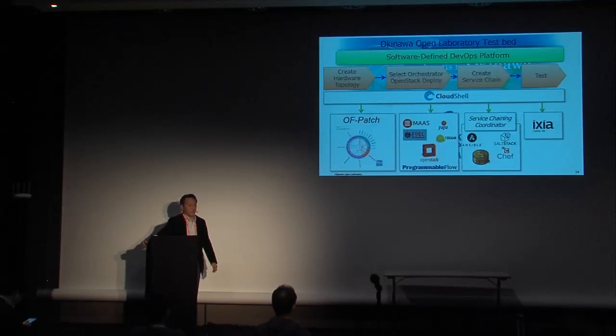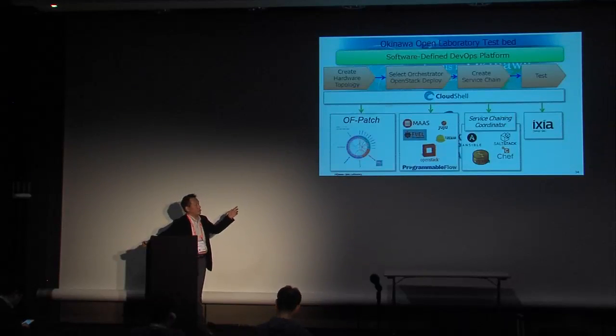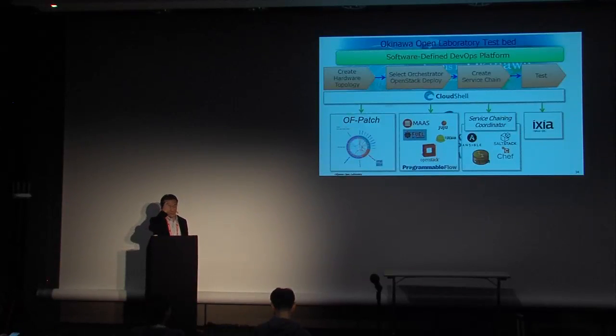We are using CloudShell, which is a product, a core system for operating and automating software. And we are creating various types of drivers for CloudShell. With our testbed, the user can create the hardware topology, next select the orchestrator, and the OpenStack deployment is done automatically. In this use case, we are creating a service chain coordinator that orchestrates the service chain on our testbed, and using a firewall and some accelerator, we include automatically deployed virtual networking functions. And finally, the auto test scenario is made by Ixia, to automatically conduct the test scenario from CloudShell.